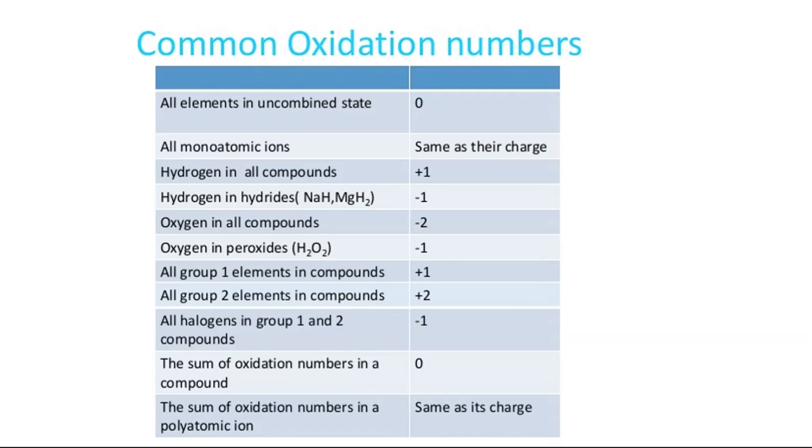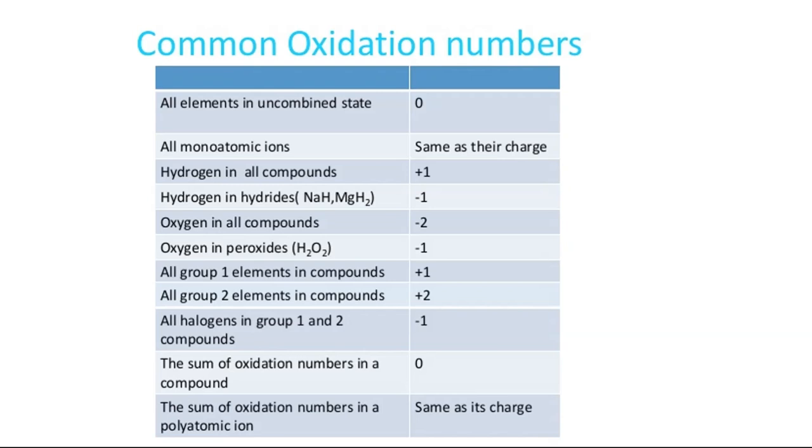Here first one, all elements in uncombined state 0. Already explained before, sodium uncombined state, its oxidation state is 0. All monoatomic ions same as their charge. Monoatomic means single atom with charge. For example, sodium ion Na+, oxidation state is +1. Chloride ion Cl-, oxidation state is -1.